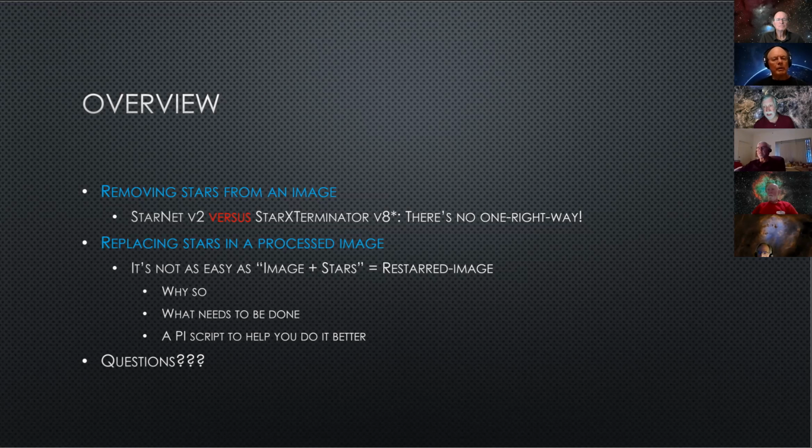Replacing stars in a processed image. So once you have your starless image and you've processed it, it's not as easy as most people claim. The general statement is all you have to do is add the stars to the image. Processed image plus stars equals new image, the processed image with stars. And that is not mathematically correct. It's not physically correct. It's not artistically correct. I don't know what else it is incorrect, but it's wrong.